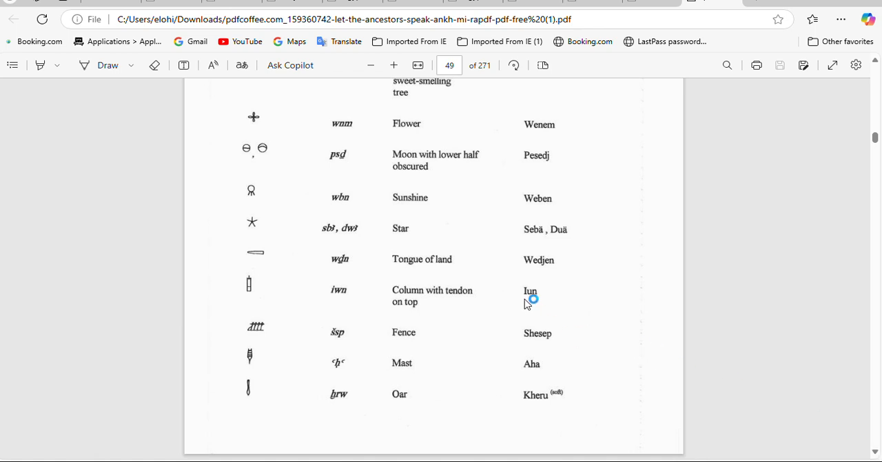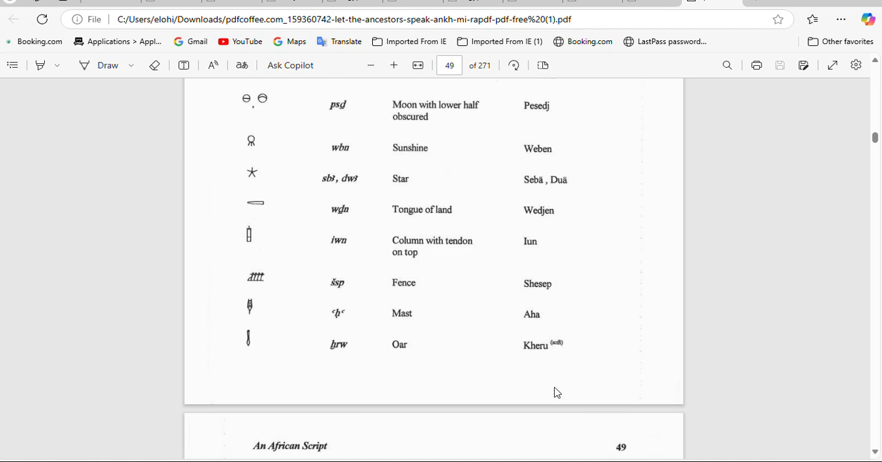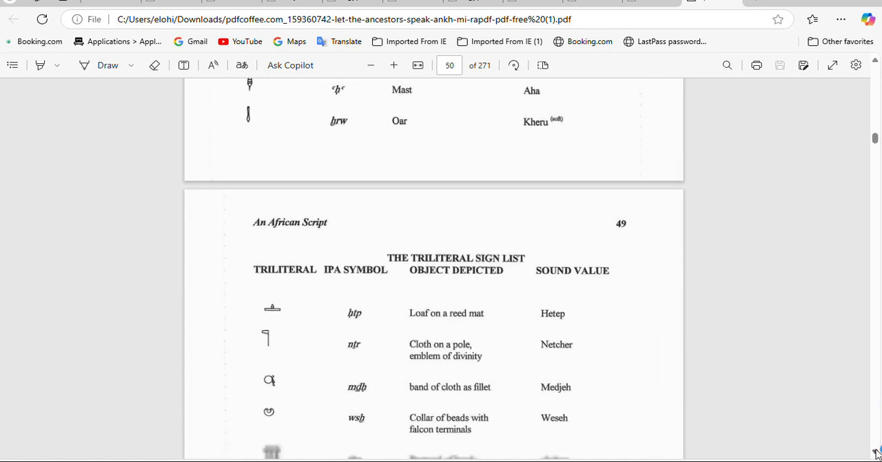Then you have ion, which is a column with tendon on top. Then you have a fence here, which is sheshep. Then you have a mace, which is aha. Then you have the or, which is karu. Then you have hatep, a loaf on a reed mat.